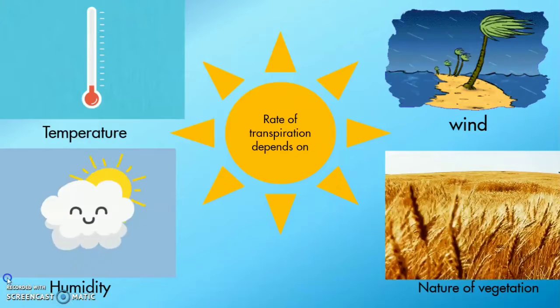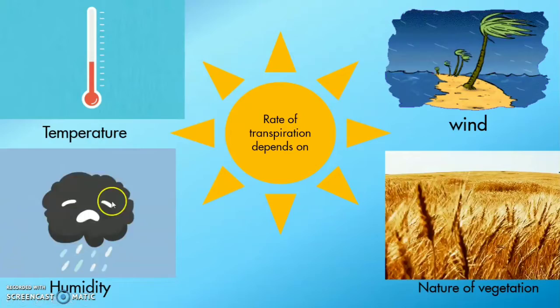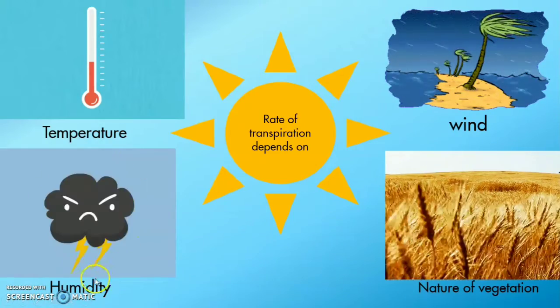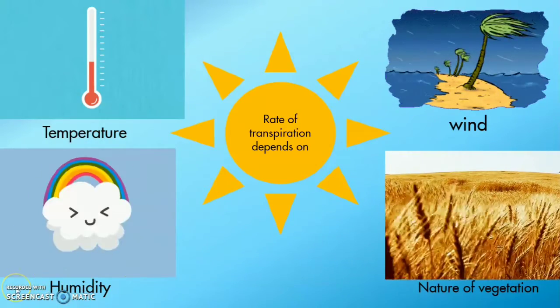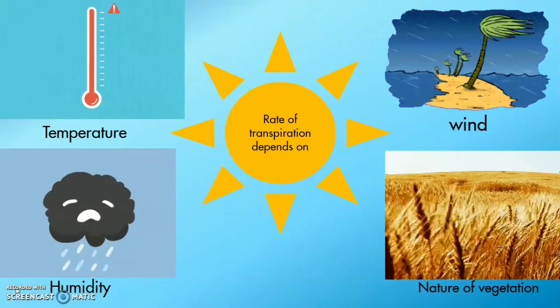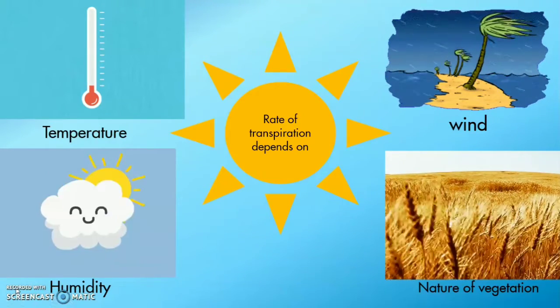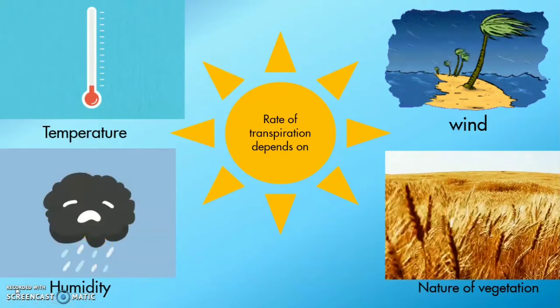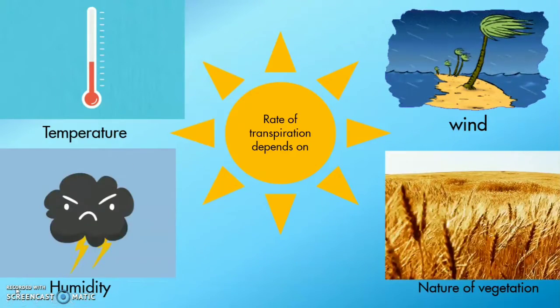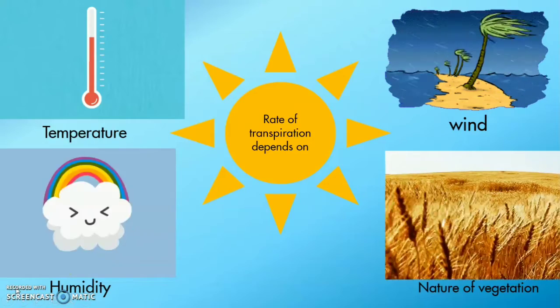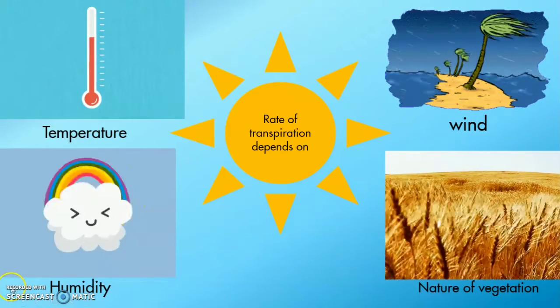The next factor which affects transpiration is humidity. If the humidity is more, transpiration is less because the water content in the atmosphere is more. And if humidity is less, transpiration is more because the air is dry. So, humidity and rate of transpiration are inversely proportional.